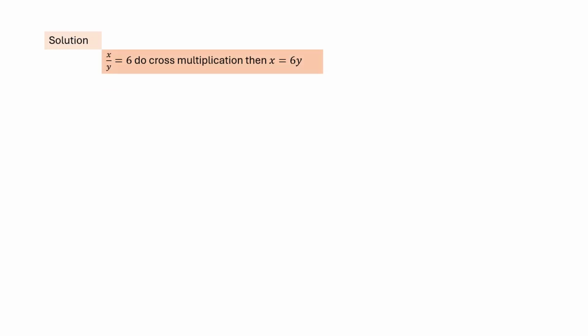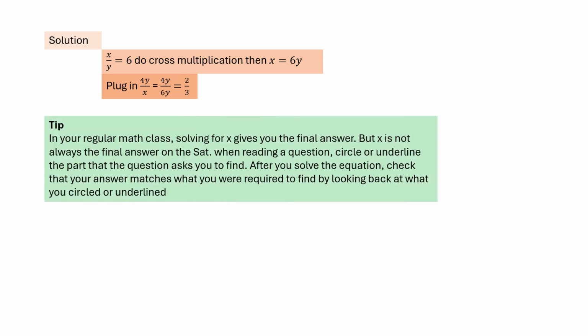Solution. Since x over y equals 6, do cross multiplication, then x equals 6y. Plug in x in the requirement, so 4y over 6y equals 2 over 3.